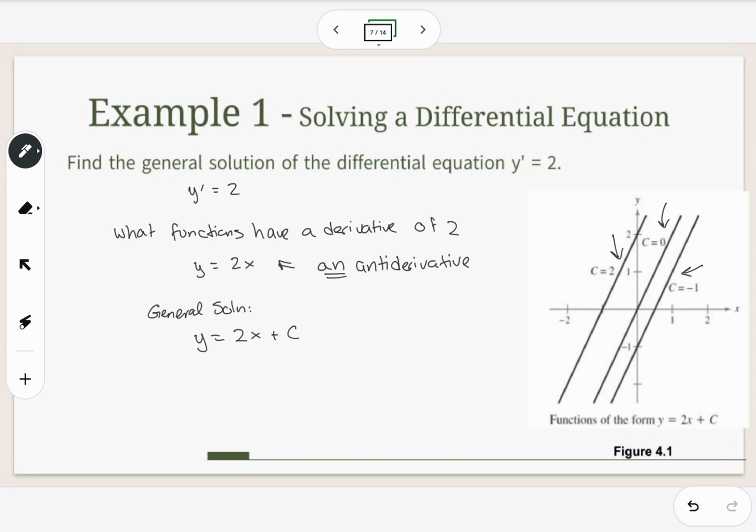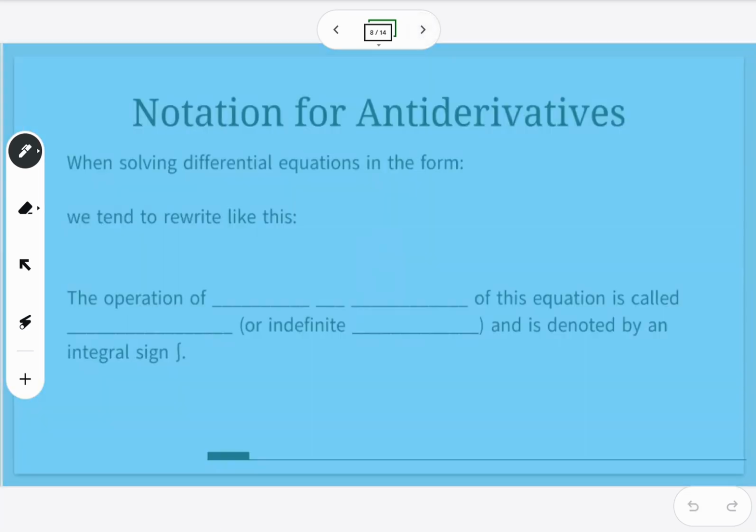And again, I like this graphical view for us. It just helps us to kind of visualize what's going on here, right? I have a bunch of functions that have the same slope, but they're different, right? Those are all 3 different functions, and that c could be anything, okay? So that is example 1.